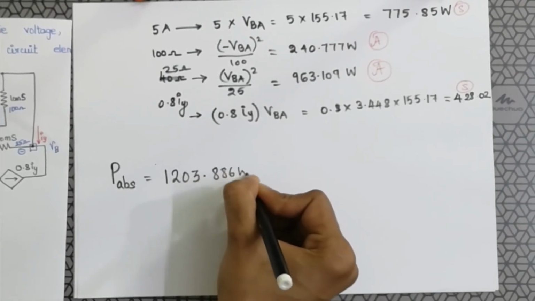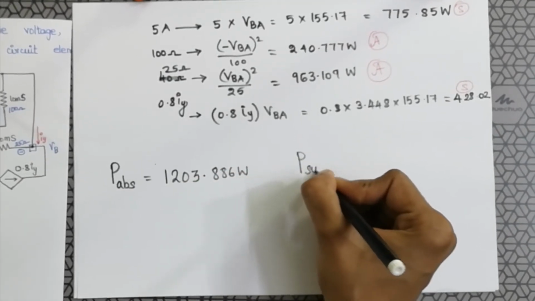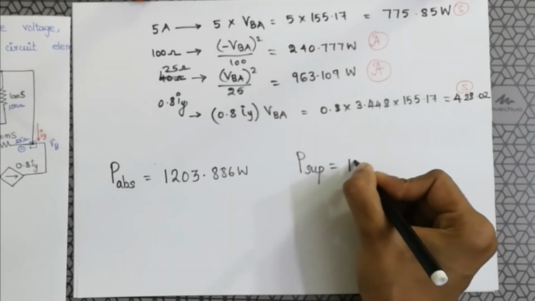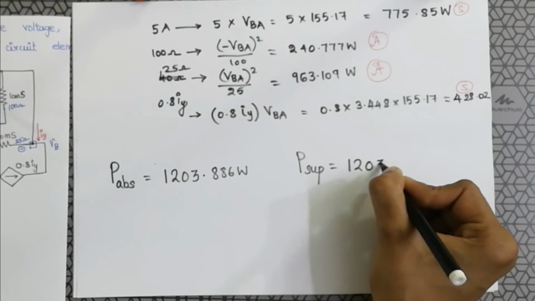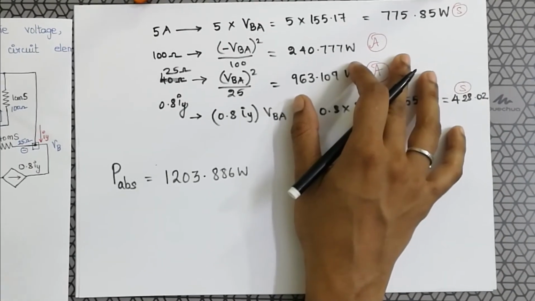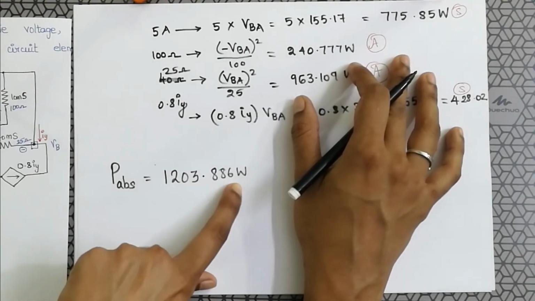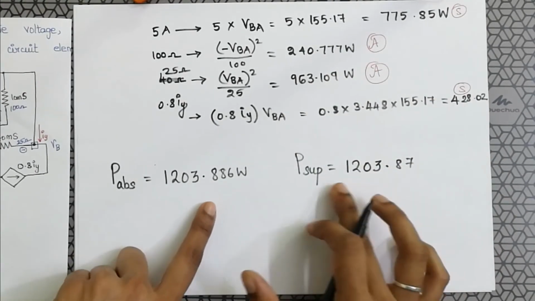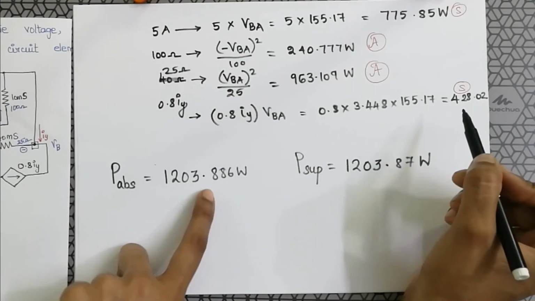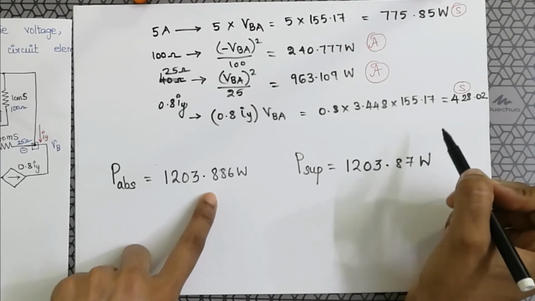1023.886 watt, and the power supplied will be 1203.87. The absorbed power is 1203.886 watt and the supplied power is 1203.87 watt. Maybe if you calculate the approximated value, it will be same.